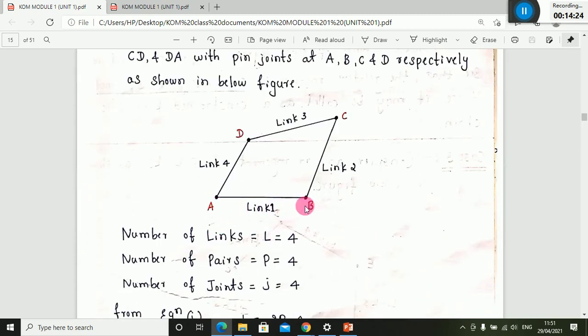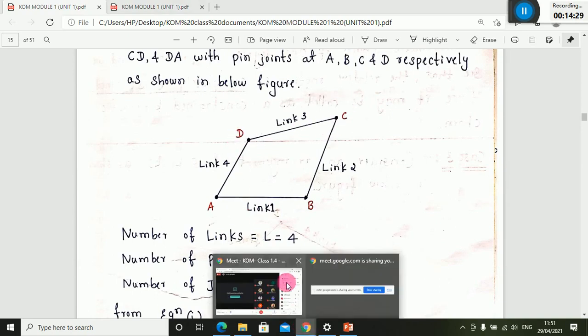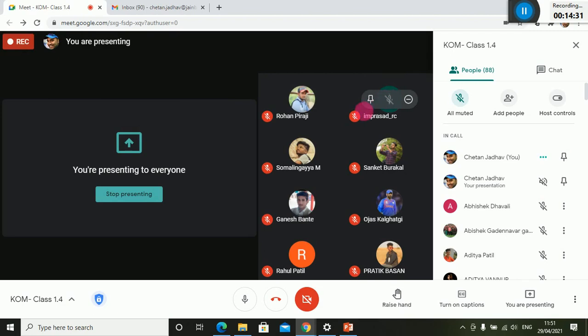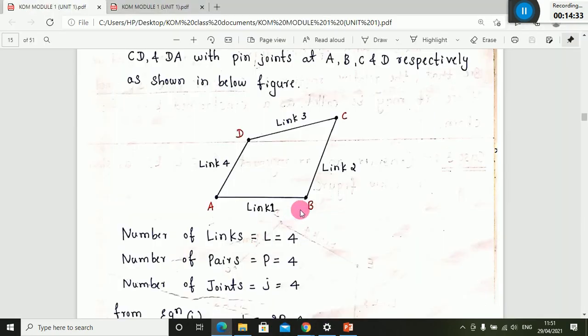So the number of links is 4. Link AB is 1 link, BC is 1 more, CD is 1 more, DA is 1 more. The number of pairs: links 1 and 2 constitute 1 pair, 2 and 3 make 1 more pair, 3 and 4 one more, and 4 and 1. Total 4 pairs. And joints: A, B, C, D are the joints. Between 2 links, this pin joint is known as a joint.